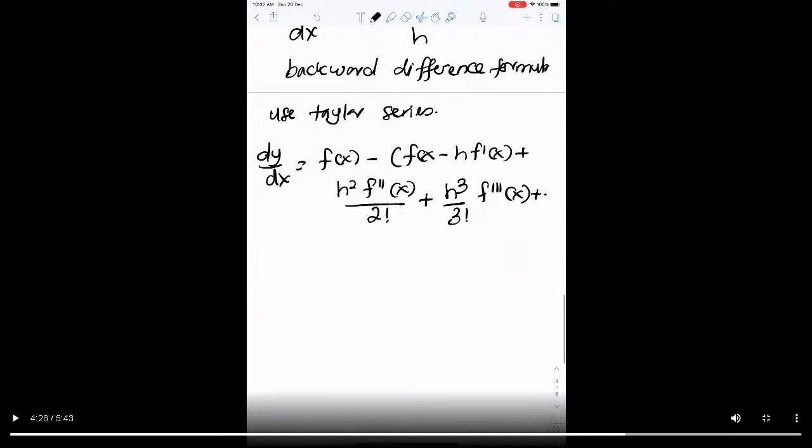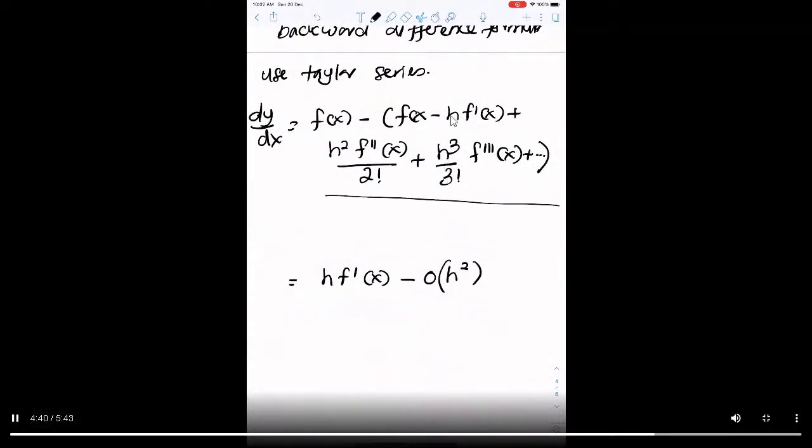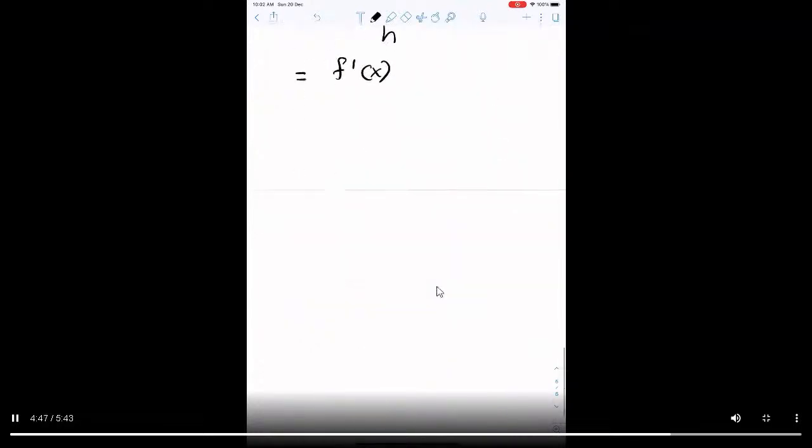Okay, higher order of f up to the fourth order. So this one is for minus, for minus f(x - h). With the Taylor series, every h you put as minus h, so the odd terms will be negative. So when you subtract f(x - h), on your right hand side you can get only h f'(x) minus O(h squared), divided by h. So it's f'(x).